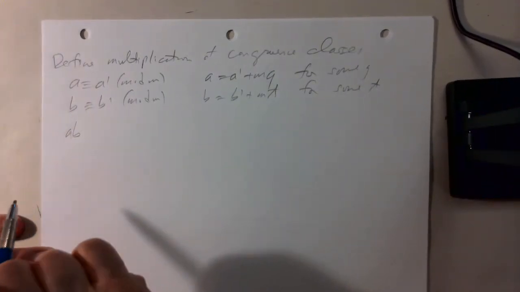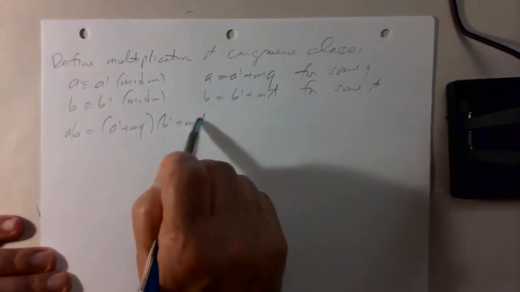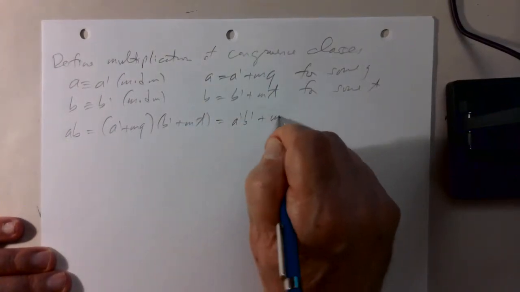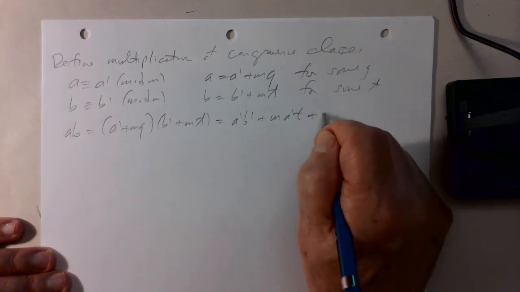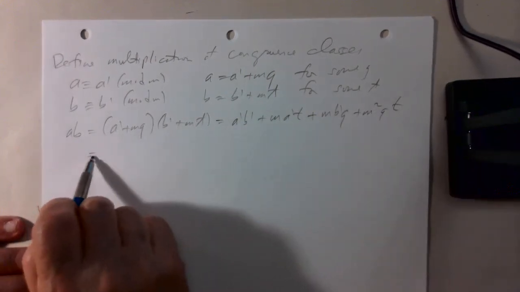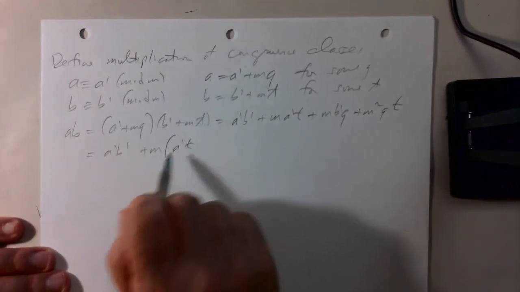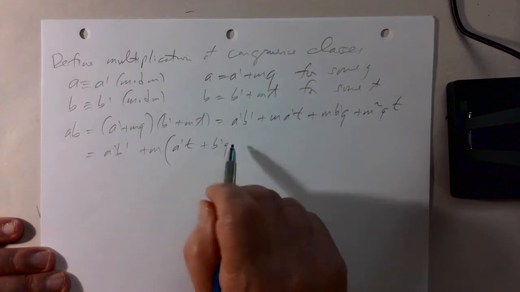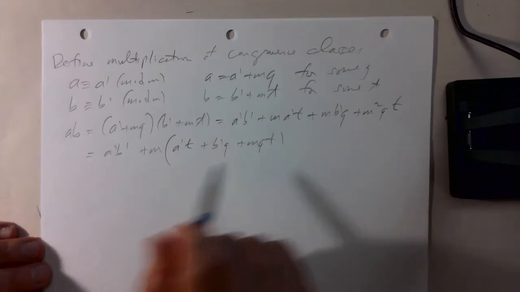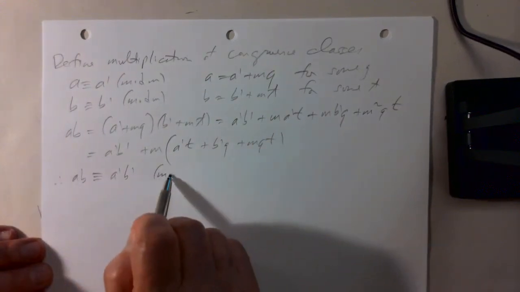What is a times b? a times b is a prime plus mq times b prime plus mt. If I multiply out, I get a prime b prime plus m a prime t plus m b prime q plus m squared qt. This is a prime b prime plus m times the integer a prime t plus b prime q plus m qt. So ab is congruent to a prime b prime mod m.